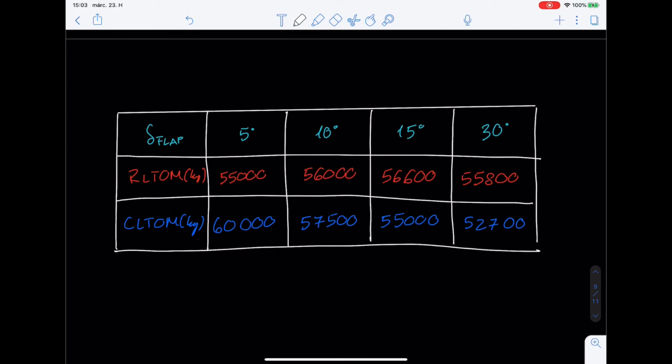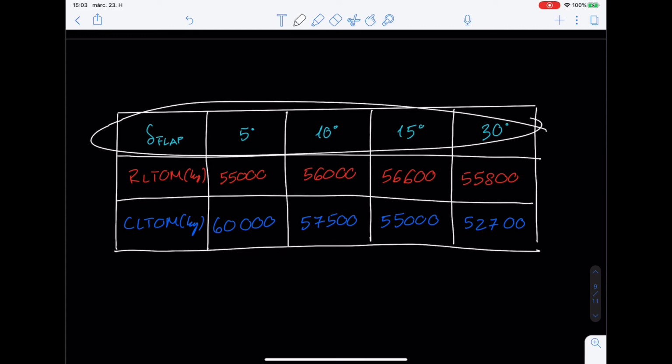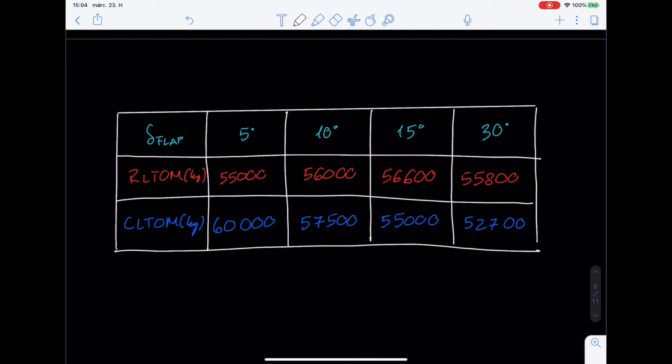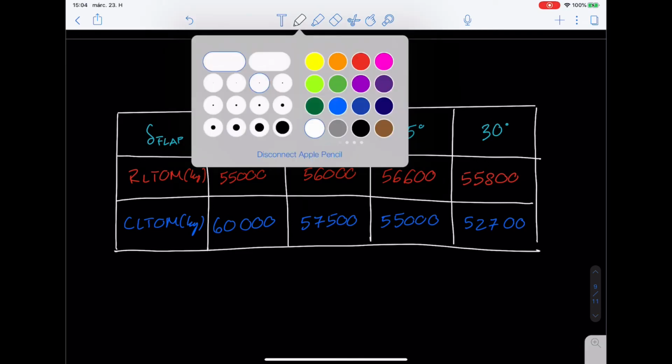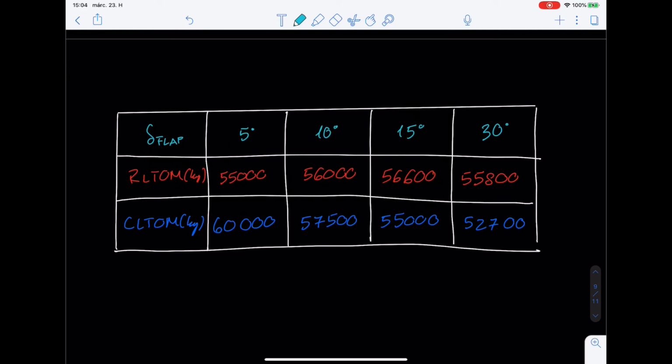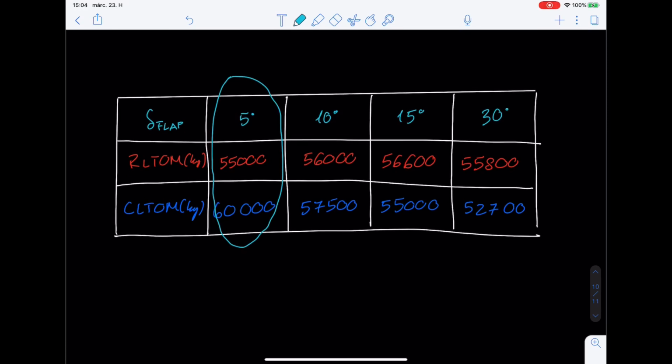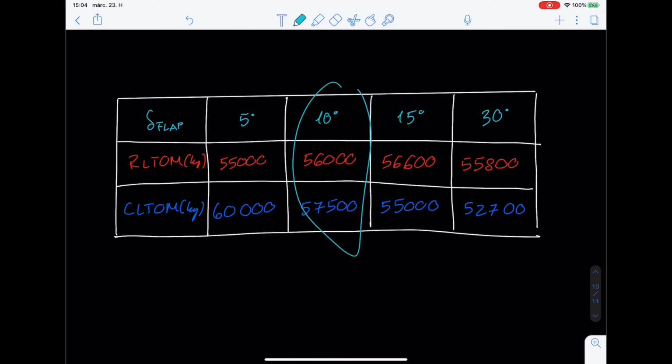So you can see that we have three main sources of information. The first column has the different flap settings. Every single column basically belongs to a given flap setting. So this column right here belongs to the flap setting of 5 degrees. For the 5-degree flap setting, you have the given runway limited takeoff mass. This is the second piece of information, and you can also see the climb limited takeoff mass in the third row. And you have the same type of information for flaps 10, flaps 15, and flaps 30 degrees.